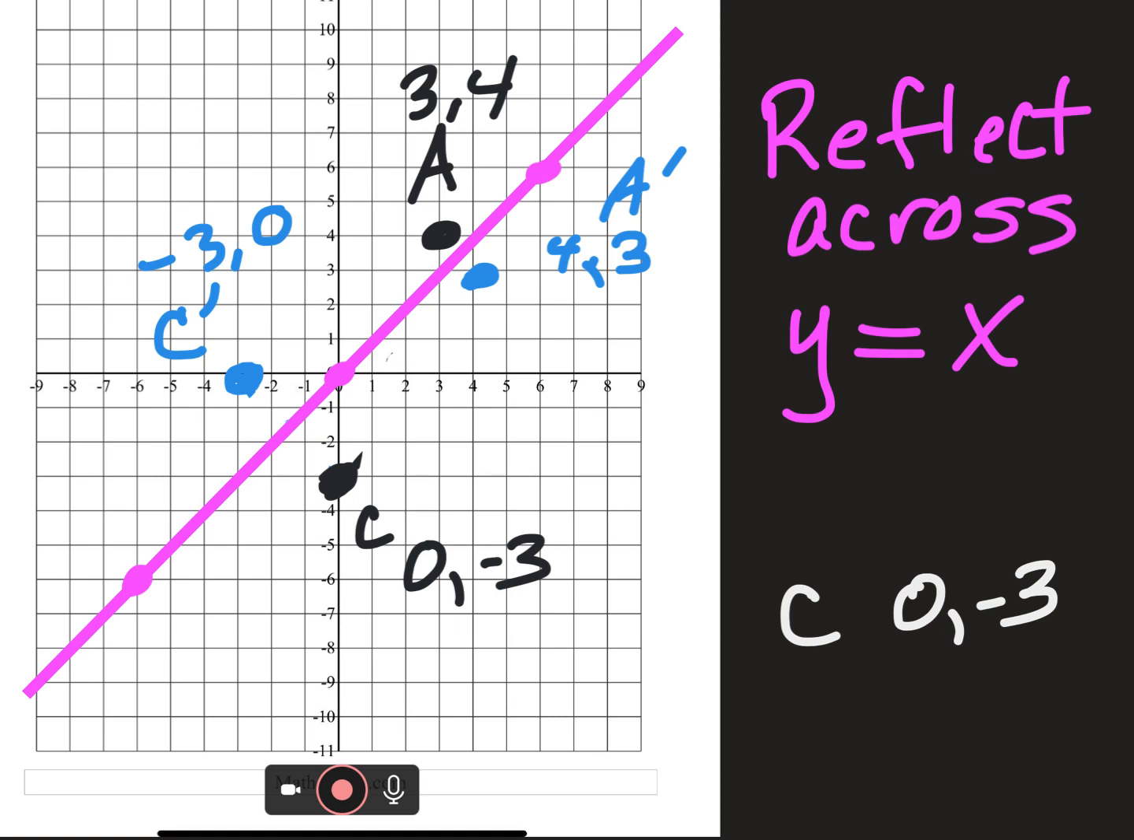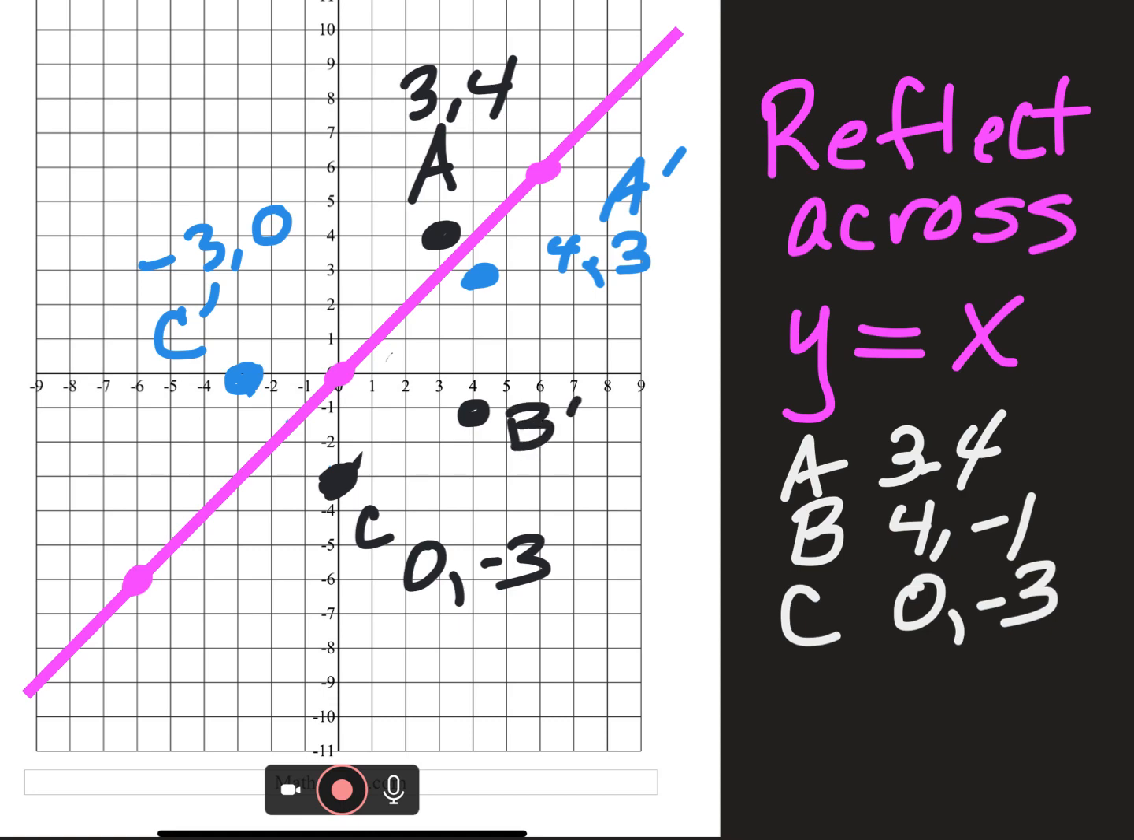And then finally, what was my coordinate B? Somebody have that written down? Do y'all remember for me? It was 4, negative 1. Thank you. 4, negative 1, the one I screwed up earlier. So 4, negative 1 was my B. So what does that mean my B prime is going to be? Negative 1, 4. Exactly, because it's the same numbers. They just flip.